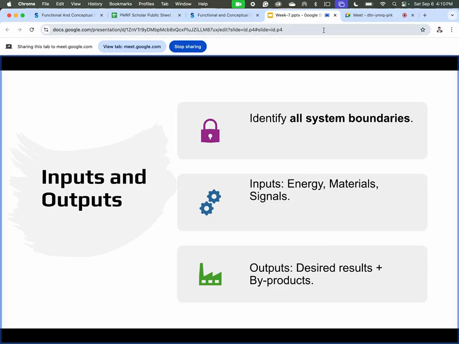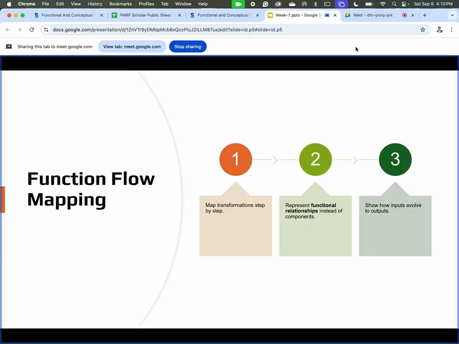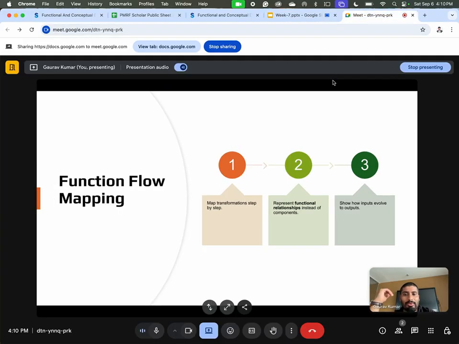So now moving towards the next slide. Okay. And so next is the functional flow mapping. Okay. So once inputs and outputs are defined, we move to the function flow mapping. So here we trace how each input transforms step by step until it becomes an output.